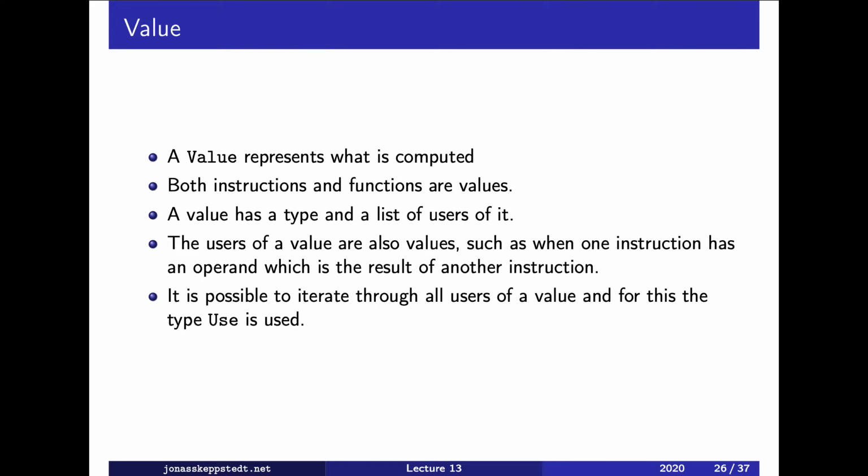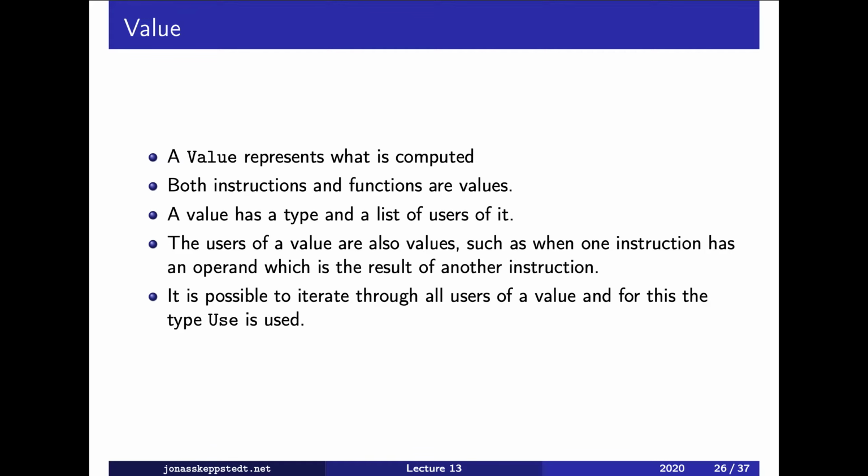So a value represents what is computed, and both instructions and functions are values. And a value has a type, of course, and also a list of users of that value. And the users are also values. For example, an instruction can have an operand, and then this is the result of another instruction.